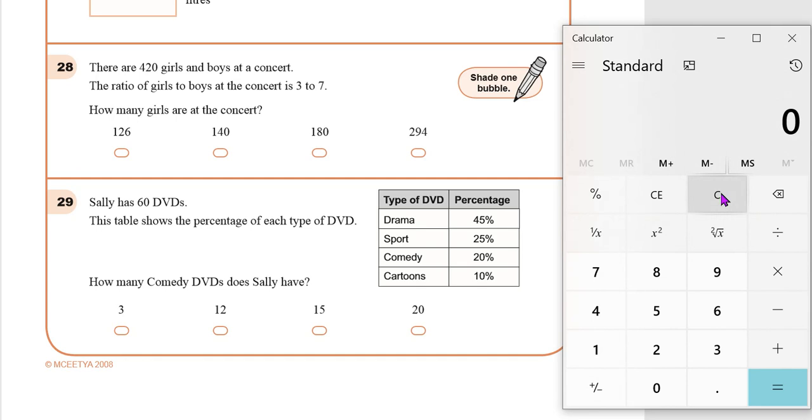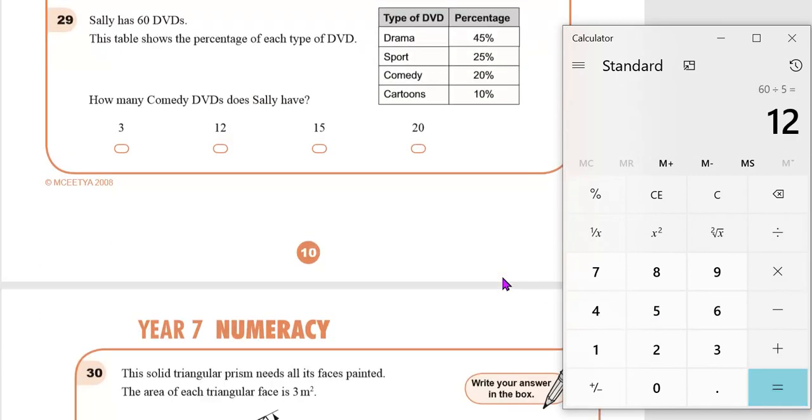The next one, Sally has 60 DVDs. What's the percentage of each? How many comedy DVDs does she have? Comedy is 20%. So 20% is just 0.2. 0.2 times 60 would be 12. That's the answer for that one. Another way, if you knew the fraction of 20% is a fifth, you just need to divide by 5. 60 divided by 5 is 12.